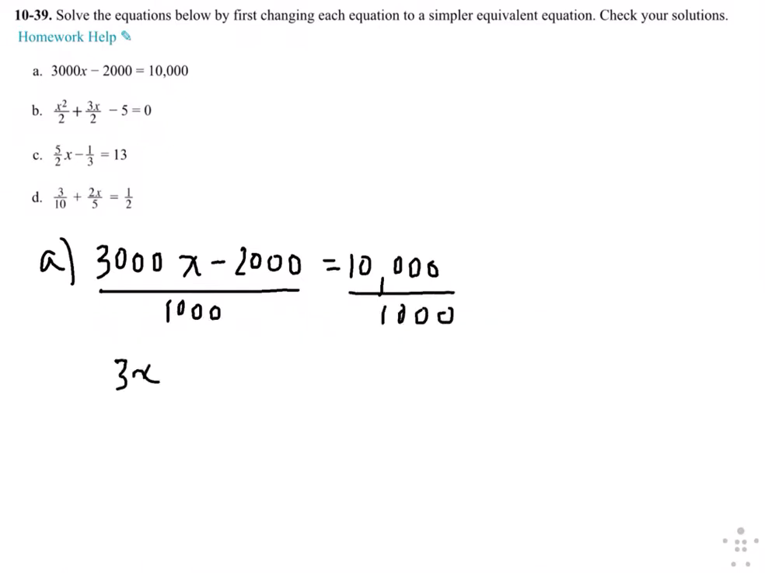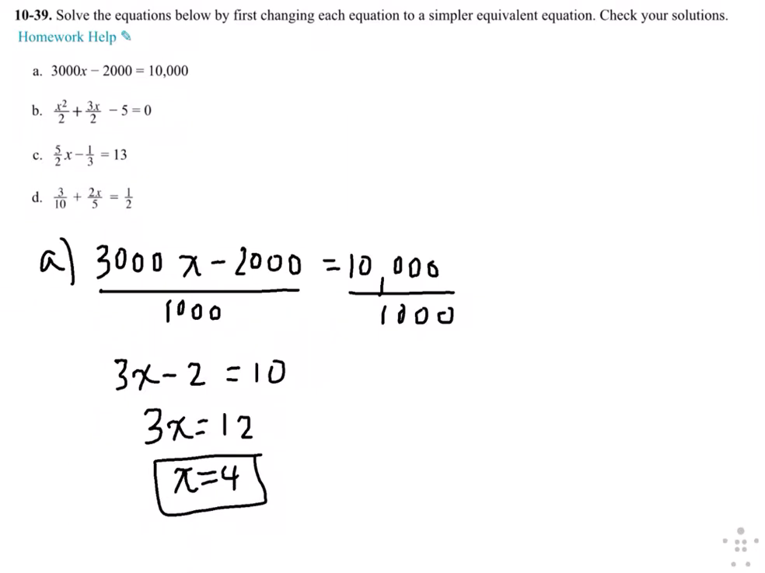So we have 3x minus 2 equals 10. Much easier, right? So we add 2 to both sides. We get 3x equals 12. And divide both sides by 3, and x equals 4.